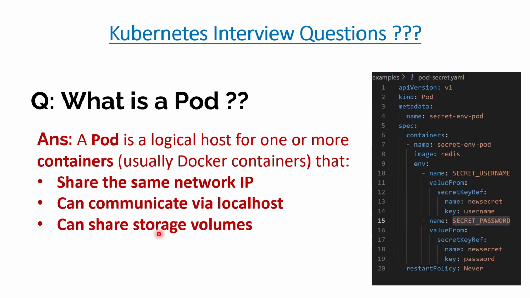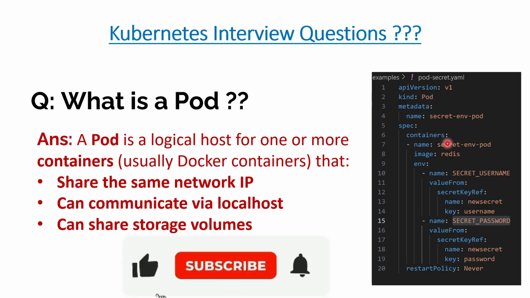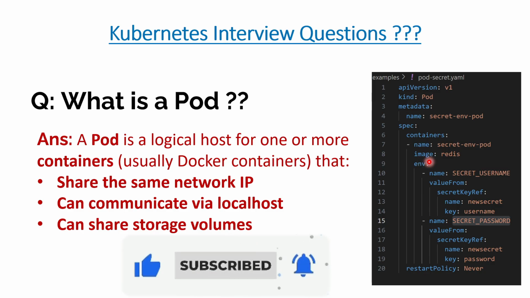This is a small snippet of a pod. You see API version v1. The kind is Pod. This is the metadata name. Spec is about how many containers it can contain. So containers, this is the first container. I'm calling an image redis, and these are the environment variables. So this is a normal YAML of a pod.